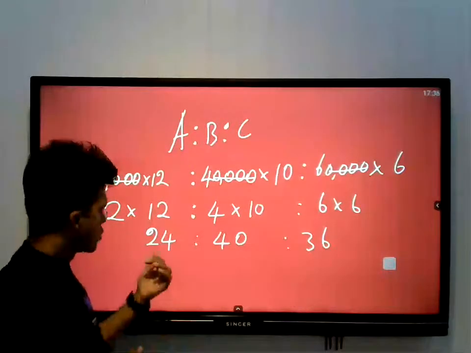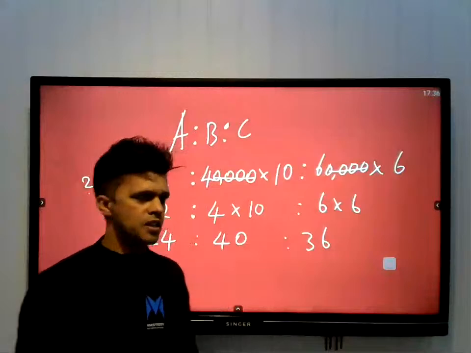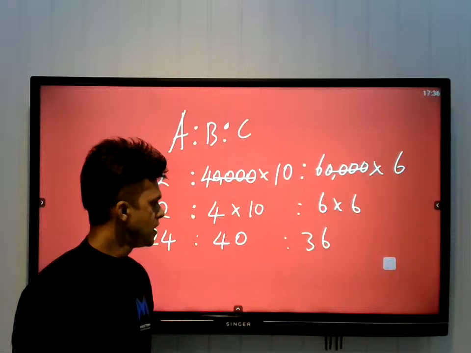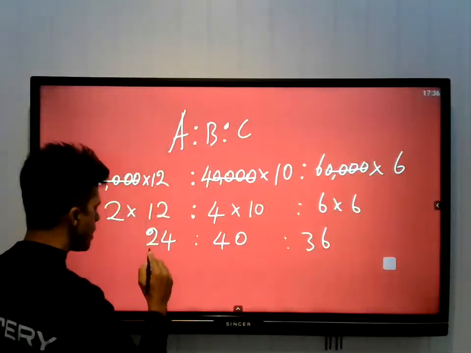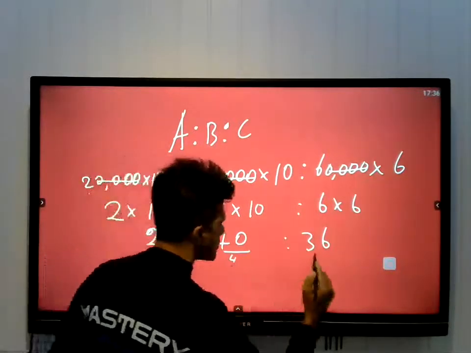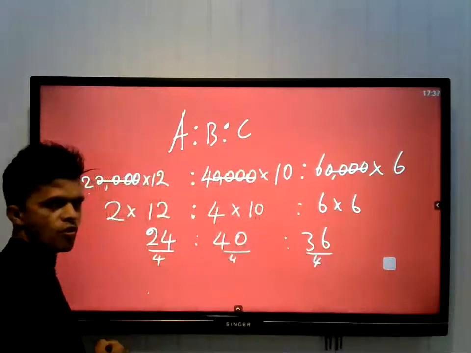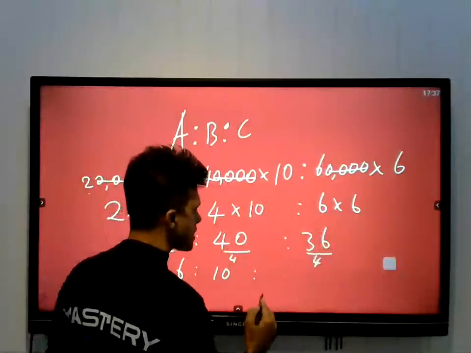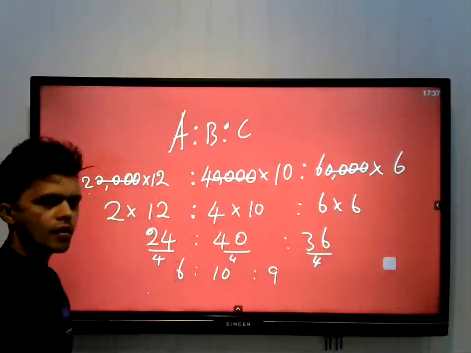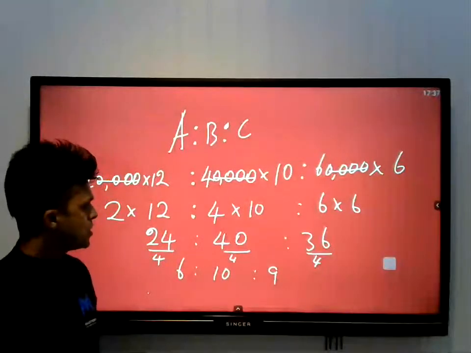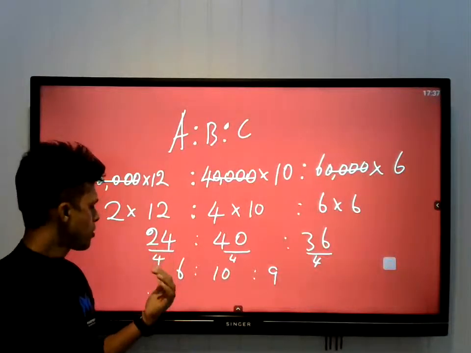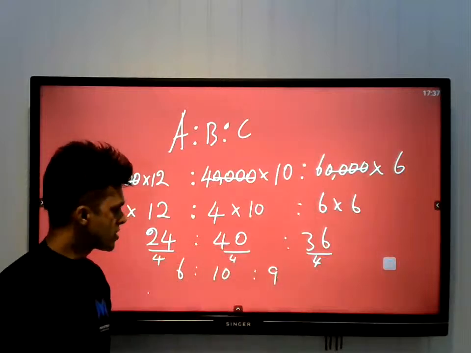That's okay. 24 is a multiple of 4. 40 is a multiple of 4. 36 is a multiple of 4. Yes. Then all the terms are divided by 4. 24 upon 4 is 6, 40 upon 4 is 10, 36 upon 4 is 9. This is the ratio that we need to get in the simplest form.